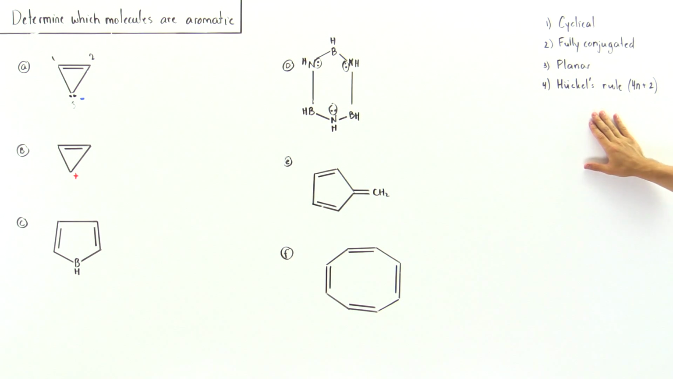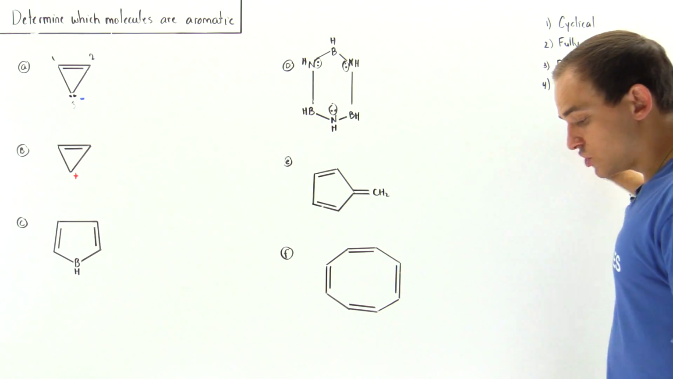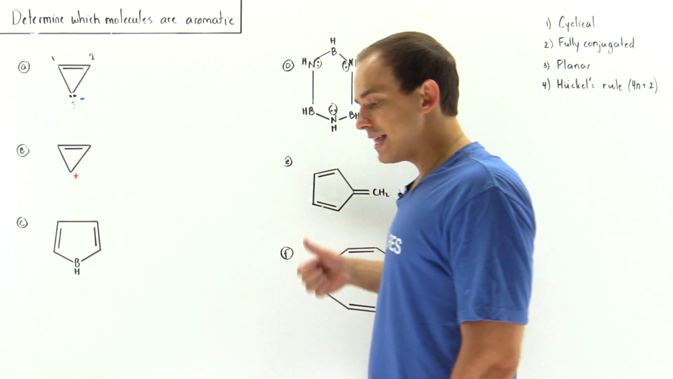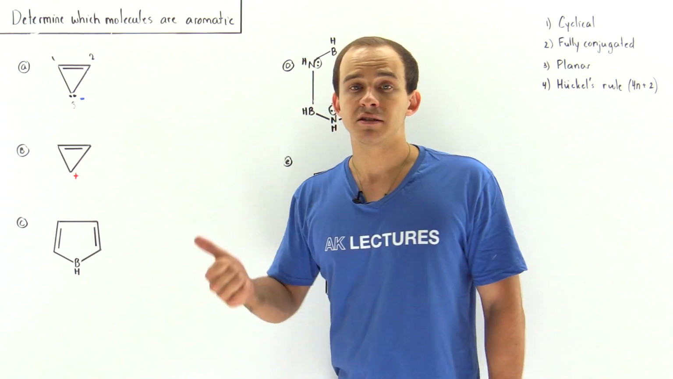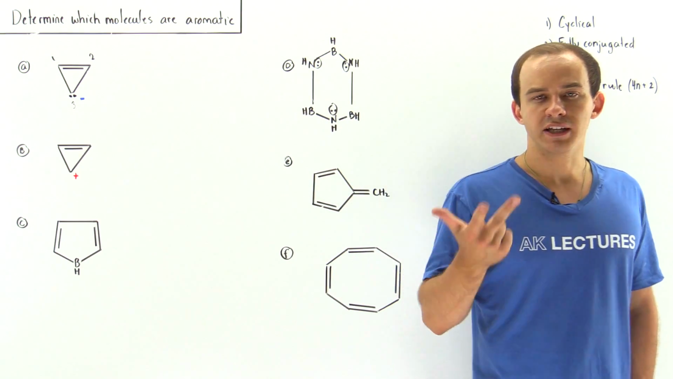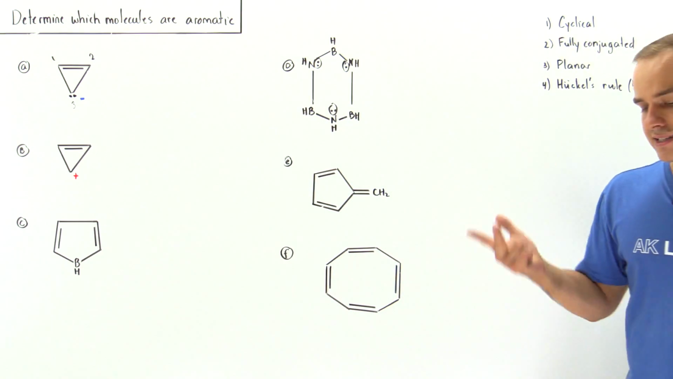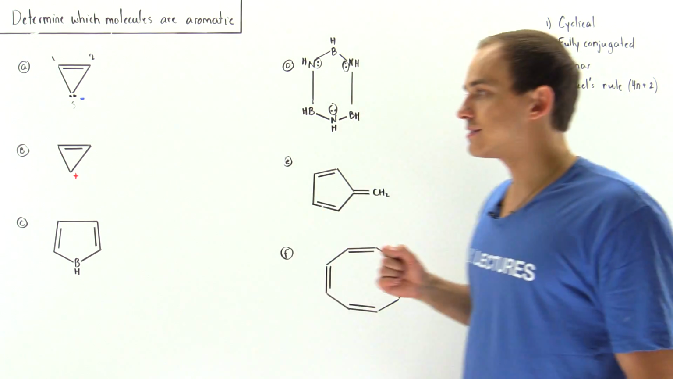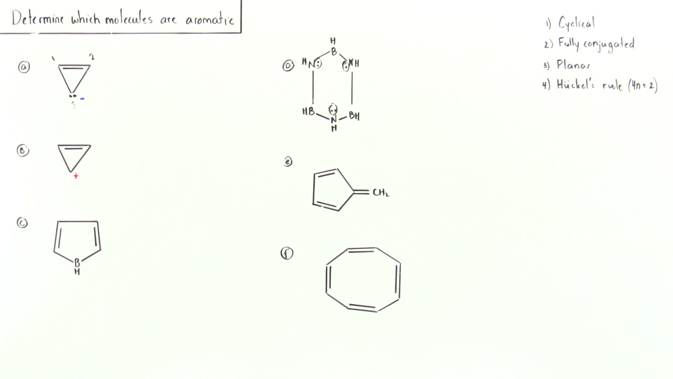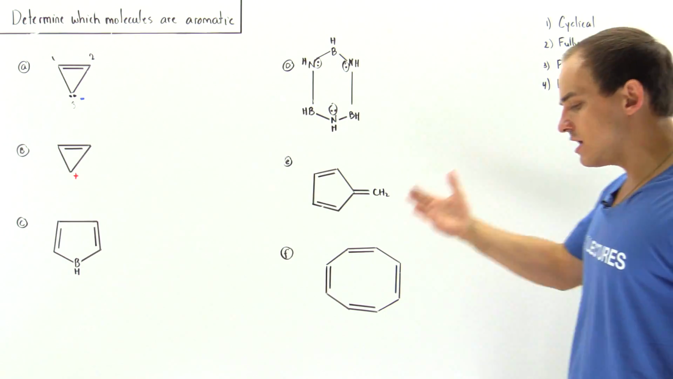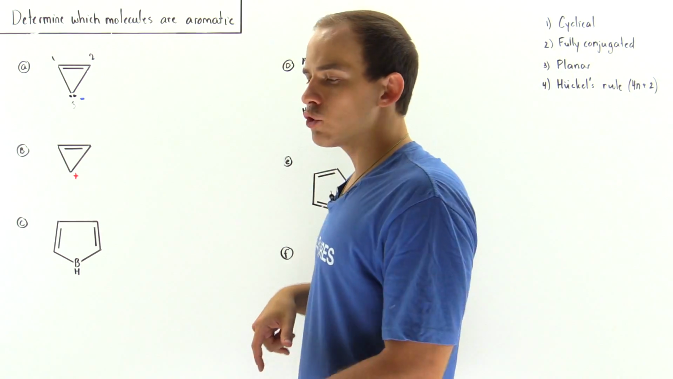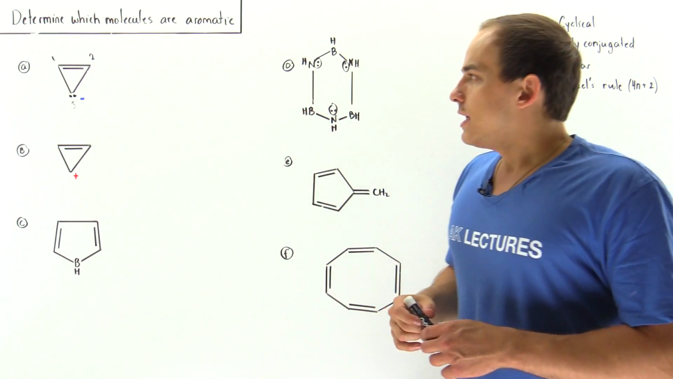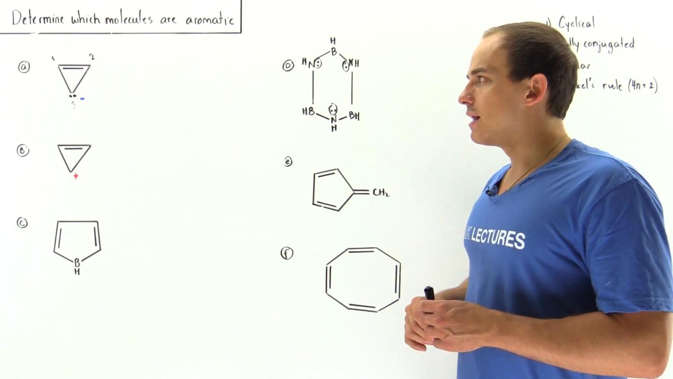So, for any compound or molecule to actually be aromatic, it has to be cyclical, it has to be planar, it has to be fully conjugated, and it has to have the correct number of pi electrons. So it has to satisfy Huckel's rule. So 4n plus 2, where n is any number that begins with 0 and increases by increments of 1. So let's begin with molecule A.